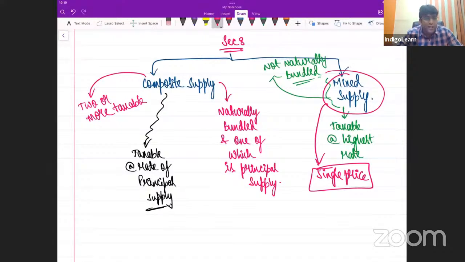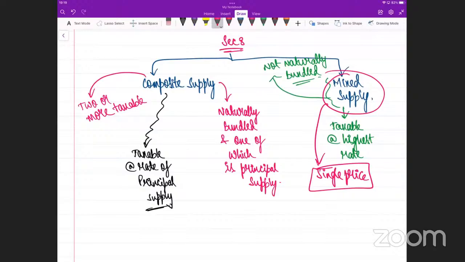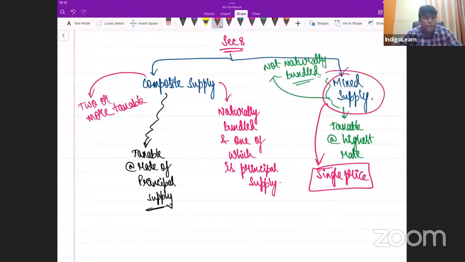Somebody is asking, sir, what is the disadvantage in case of composite supply? There is no disadvantage. Composite supply, we tax at the rate of principal supply. We are not talking about advantage, disadvantage. How do we tax it? That's all.